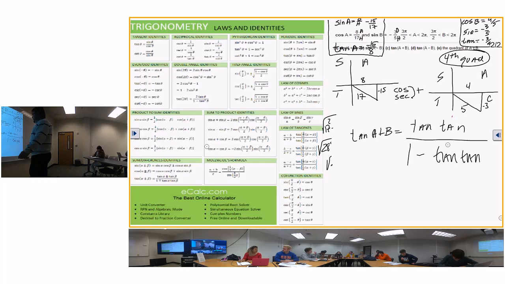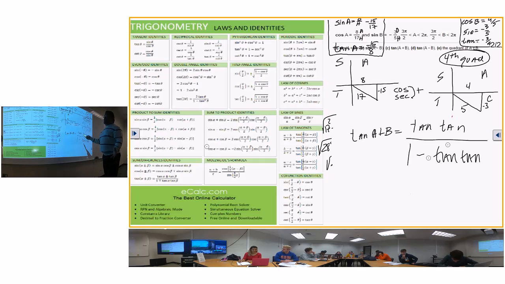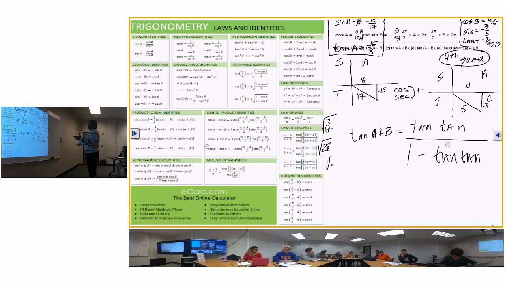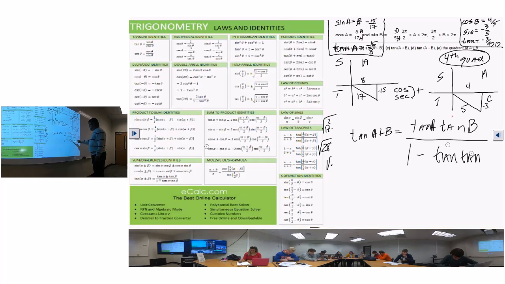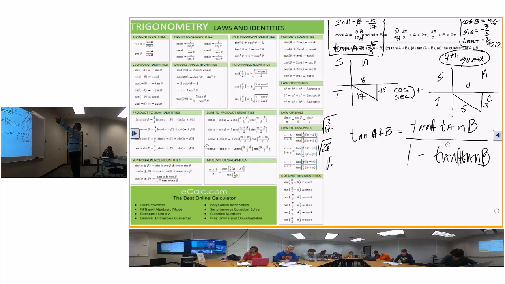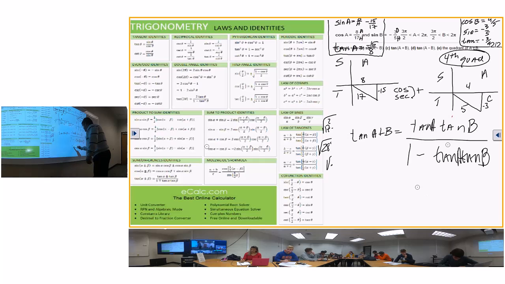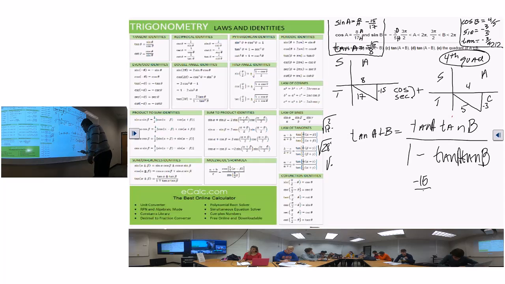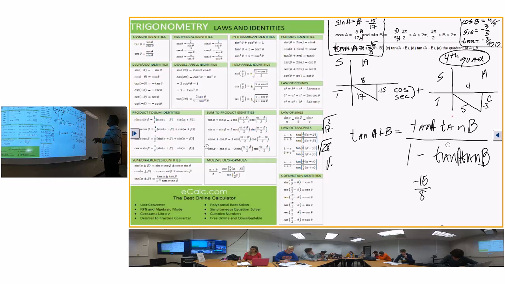I'll shut up. Anyway, so we've got the tan now. We take the tan of A right here, and the tan of B. Tan of A, we've already got, is negative 15 over 8. Now I'm going to tell you where everybody's head explodes on this one. Tangent of B is negative 3 over 4.